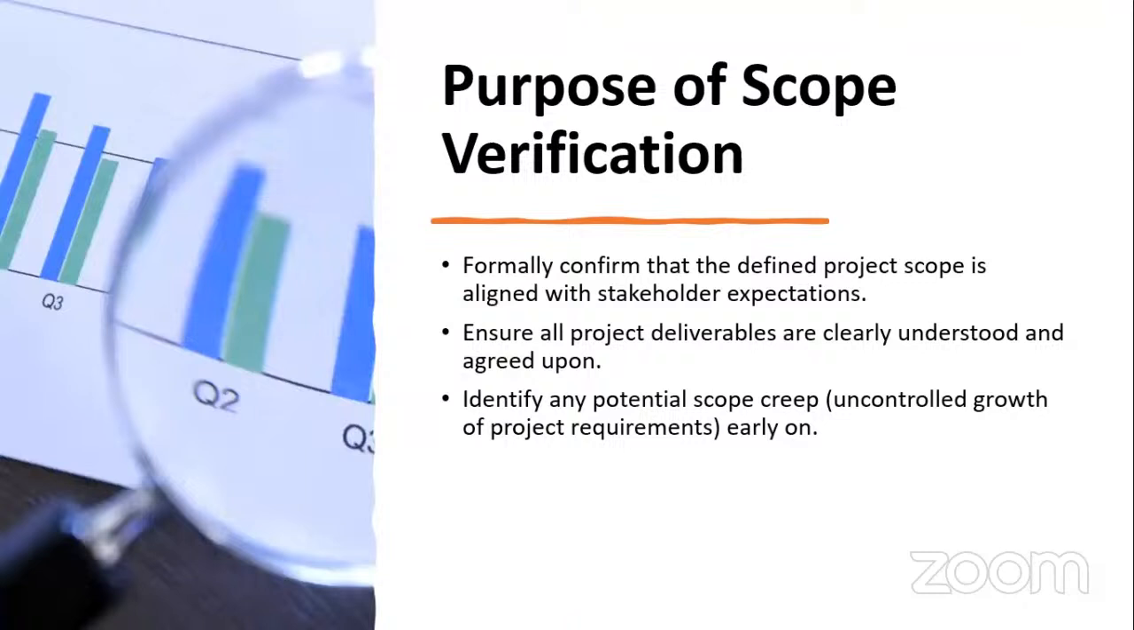What's the purpose of project scope verification? Formally confirm that the defined project scope is aligned with the stakeholders' expectations. Ensure that all project deliverables are clearly understood and agreed upon by the stakeholders involved. Identify any potential scope creep, in case there is uncontrolled enlargement, expansion, or growth of the project scope. We should be able to identify it early. When the scope begins to grow or expand beyond what we agreed on, it's called scope creep.